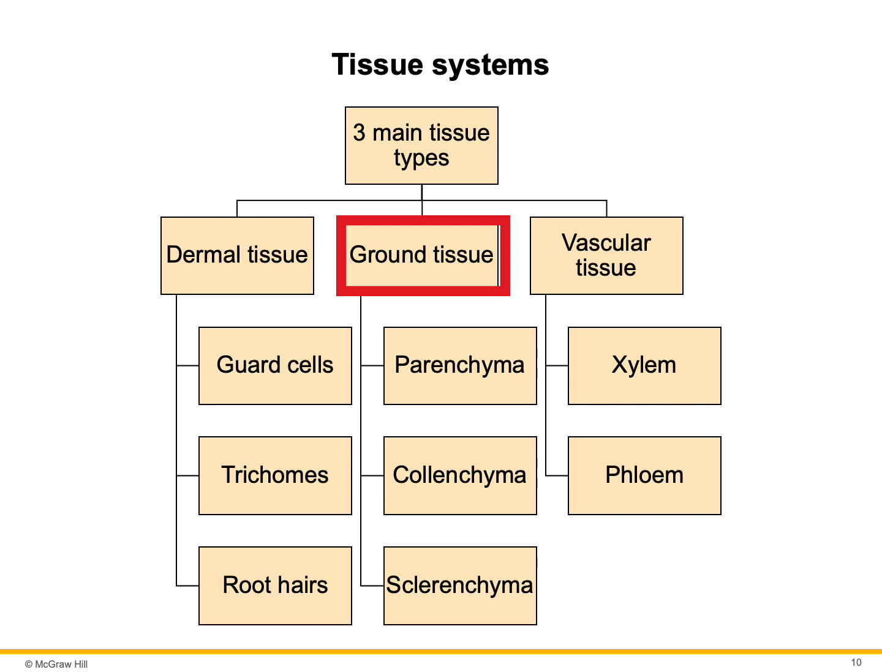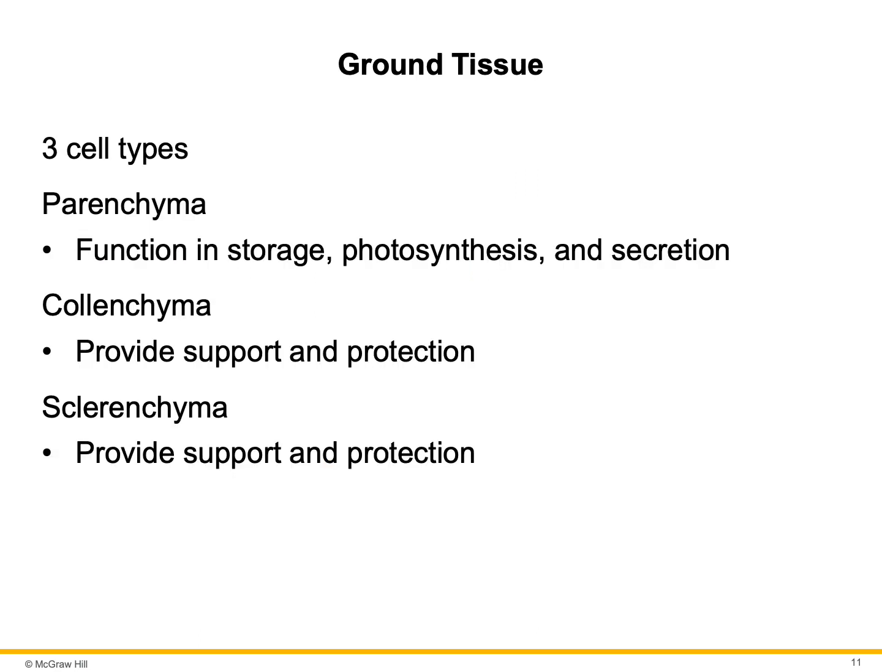Now we are done talking about the dermal tissue. Let's move on to the ground tissue. I mentioned that the ground tissue actually produces these different types of cells: Parenchyma, Collenchyma, and Sclerenchyma. The ground tissue actually consists primarily of thin-walled parenchyma cells that function in storage, photosynthesis, and secretion. Other ground tissue include Collenchyma and Sclerenchyma, which provide protection and support.